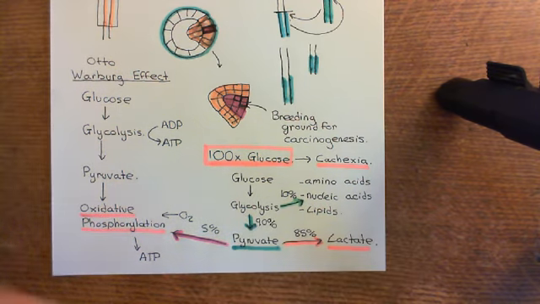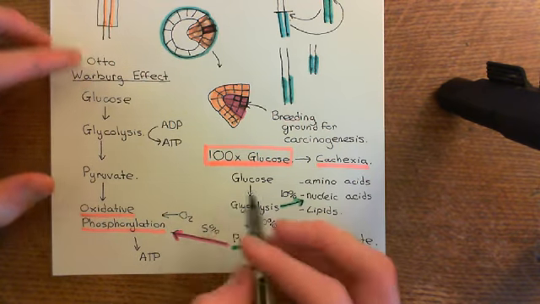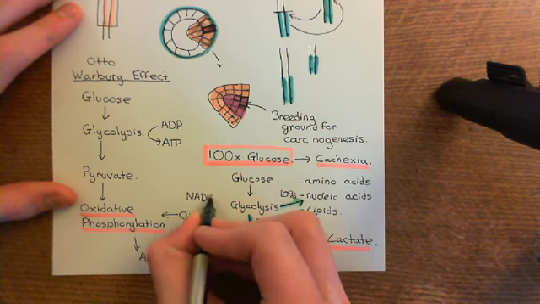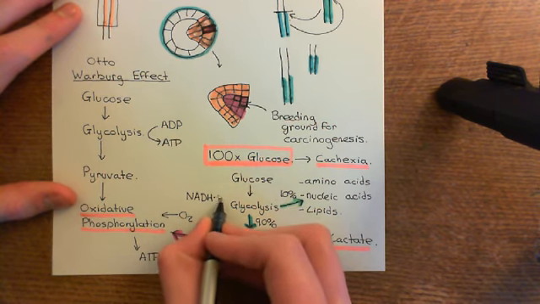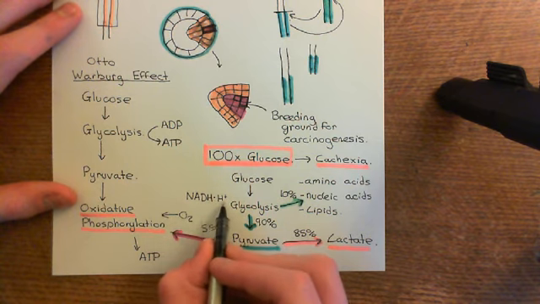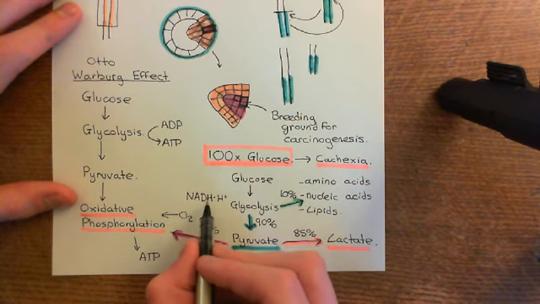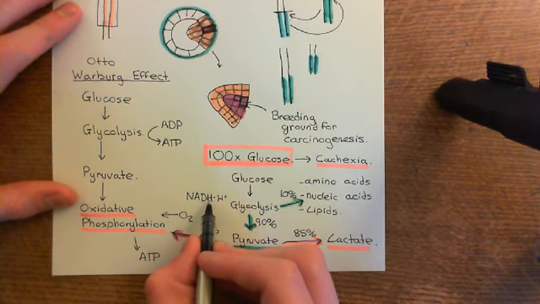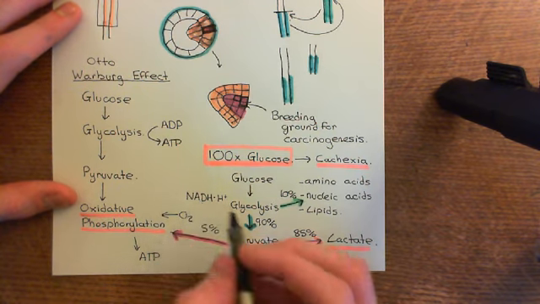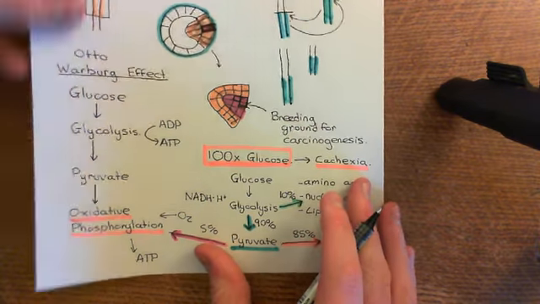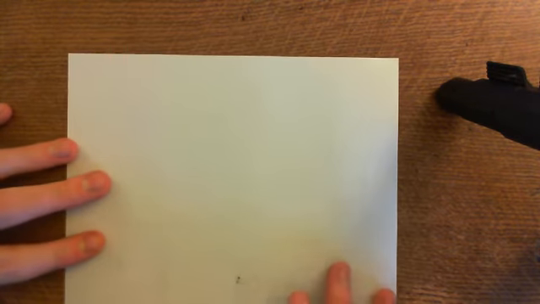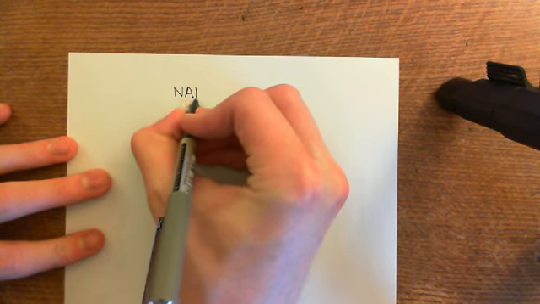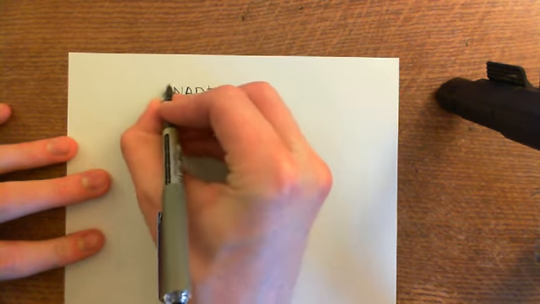So basically, in glycolysis, you do produce some ATP, but you also produce reduced NAD, which is often written like so, NADH.H+. So NADH contains NAD with a hydrogen atom and then one electron. Let me just describe this in a little bit more detail. Basically, NAD is an electron carrier. It's a molecule that has a positive charge.